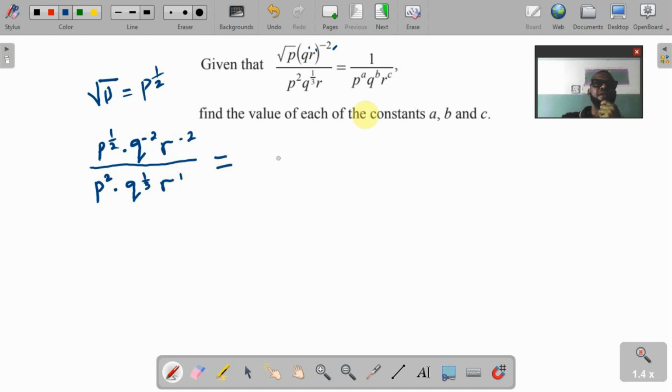This is equal to, here we are going to apply a law we call the negative index law. What it means is that 1 over p raised to power a means p raised to power minus a. So here will now become p to the power of minus a, into q to the power of minus b, into r to the power of minus c.